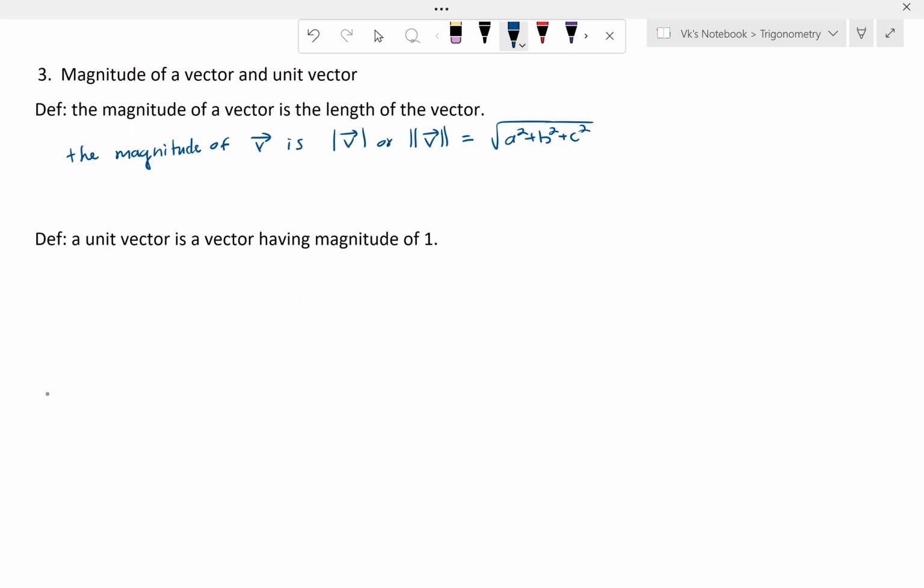Definition: a unit vector is a vector having magnitude of 1. U is equal to v divided by the magnitude of v, or the norm of v. And then you can also use the other notation. It's the same thing. Whichever fits you.